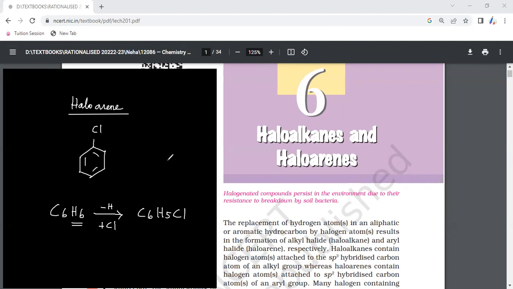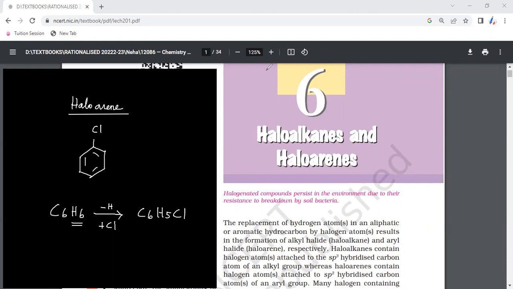So generally, what do we learn in all organic chapters? The first part would be introduction. The second part would be nomenclature. The third part would be the nature or structure of the functional group. Then preparation, physical properties, chemical properties, uses. So this would be the sequential order of all the organic chapters.